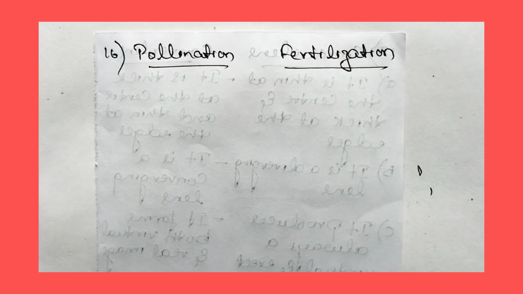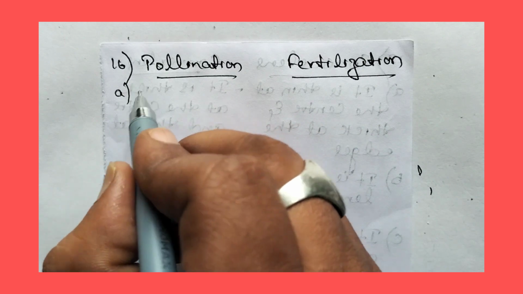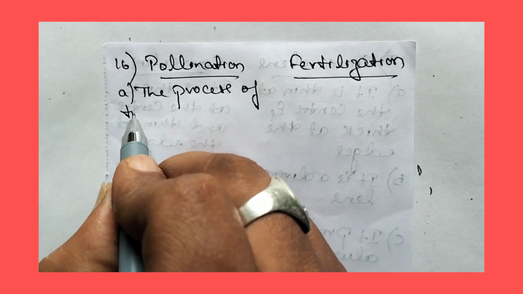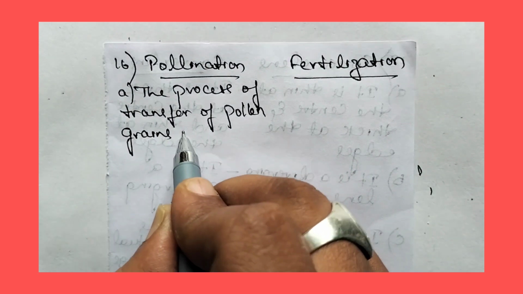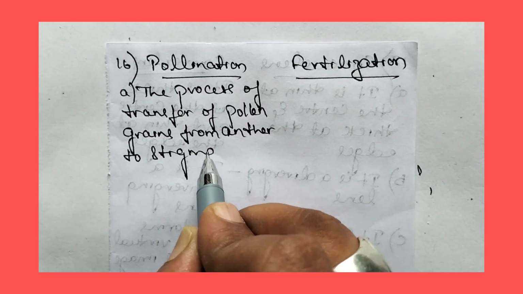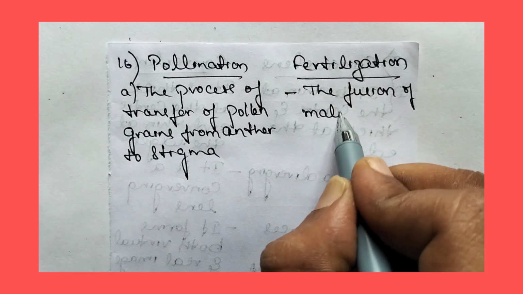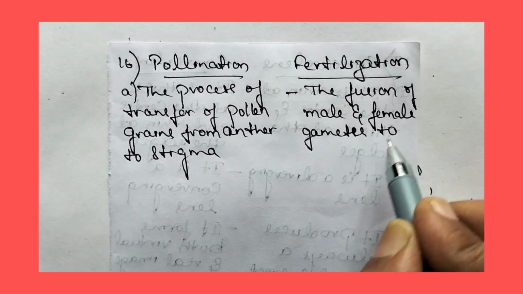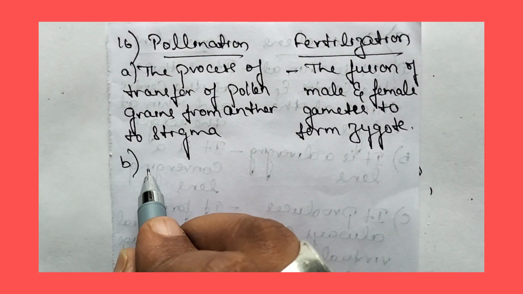Now let us list the difference between pollination and fertilization. Pollination is the process of transfer of pollen grains from anther to stigma. Fertilization is the fusion of male and female gametes to form zygote.